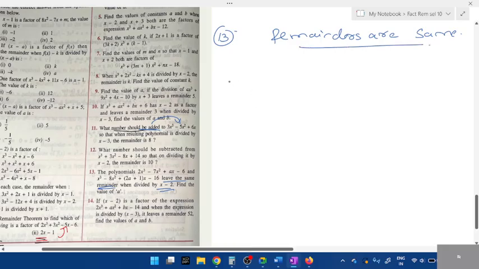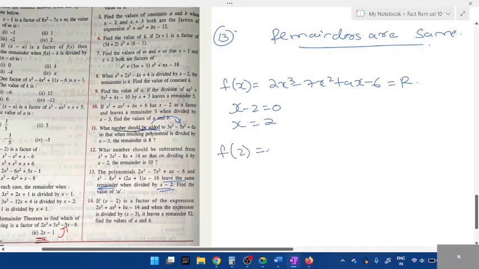Okay, before that, let me take f of x as the first equation. 2x cube minus 7x square plus ax minus 6 is equal to r. And x value, x minus 2 is equal to 0. What is x? 2. So for f of 2, you'll get an equation. And what's the second equation?